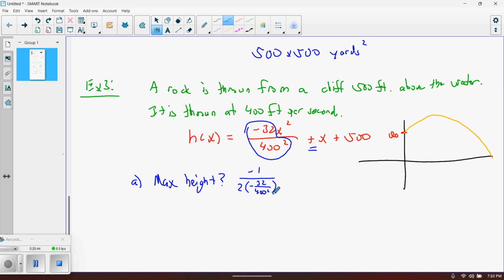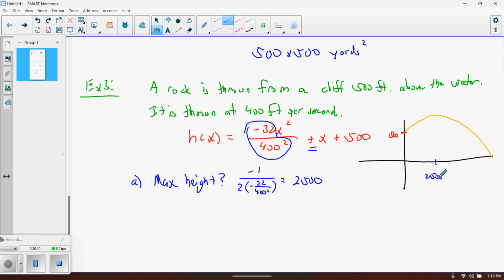Negative b over 2a. Okay, again, not something that I expect you to do in this case without the aid of a calculator, although technically you could probably work it out, but that's going to end up working out to be 2,500. That is not the maximum height, that's the location. So basically that's this thing over here. Oops, kind of missed. Maximum height should be right about there.